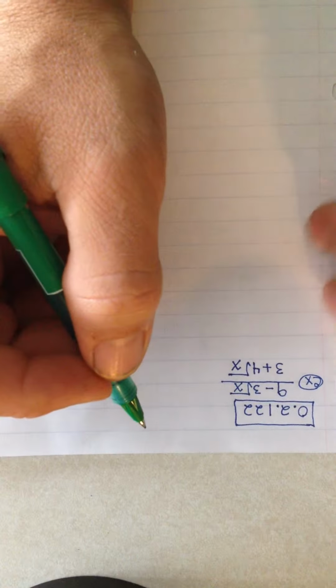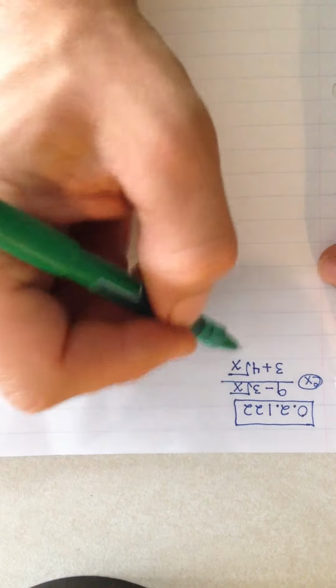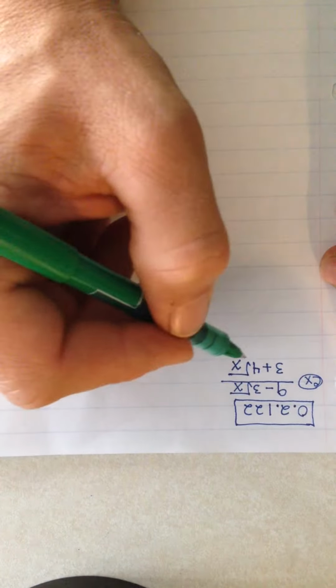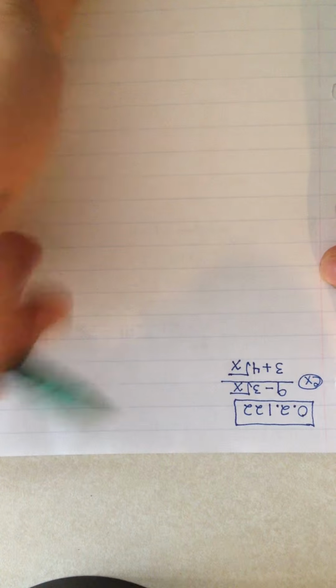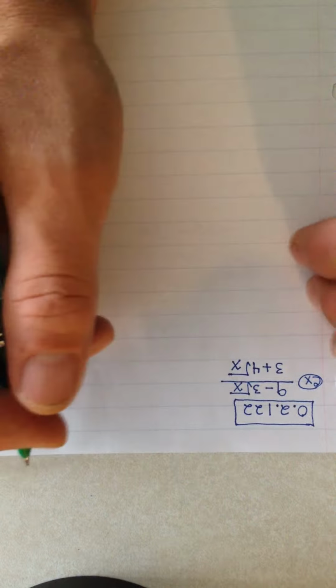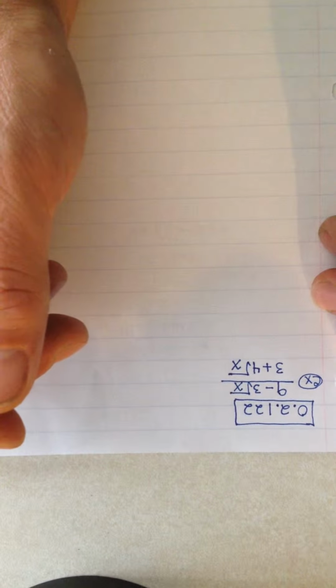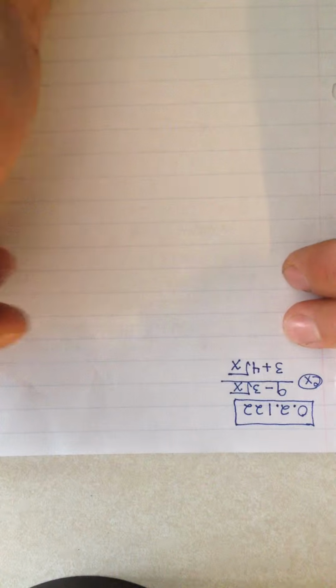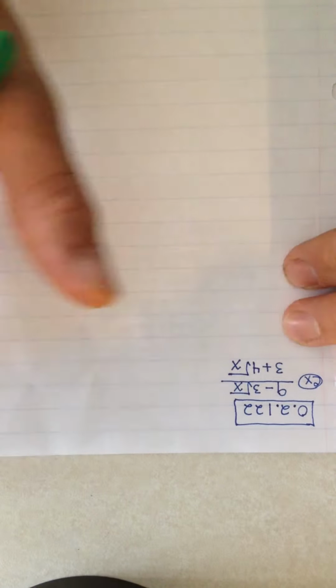Okay, problem from section 2122. Looks like we have a fraction here that we need to simplify. Notice a radical in the denominator. We cannot have a radical in the denominator. We need to use a process called rationalizing the denominator in order to get that radical out of the denominator.